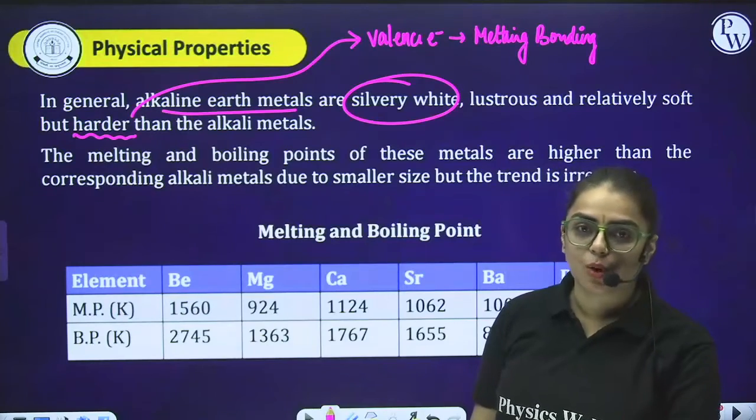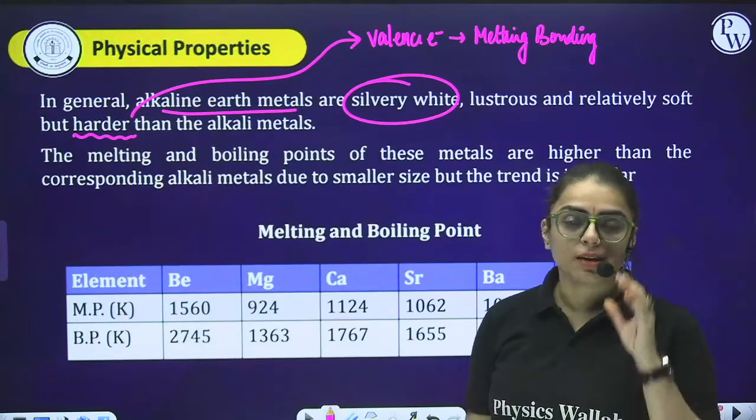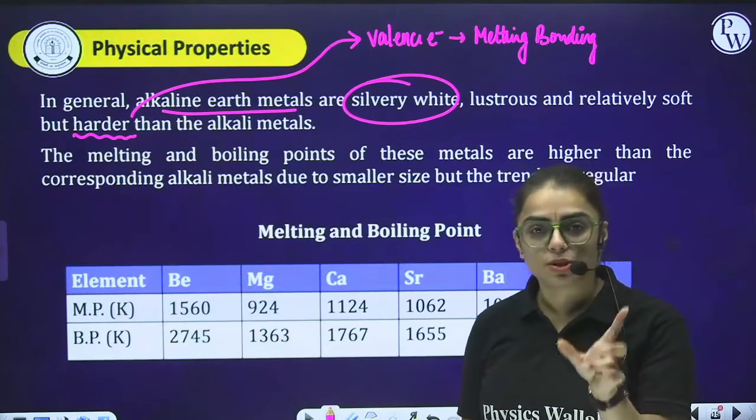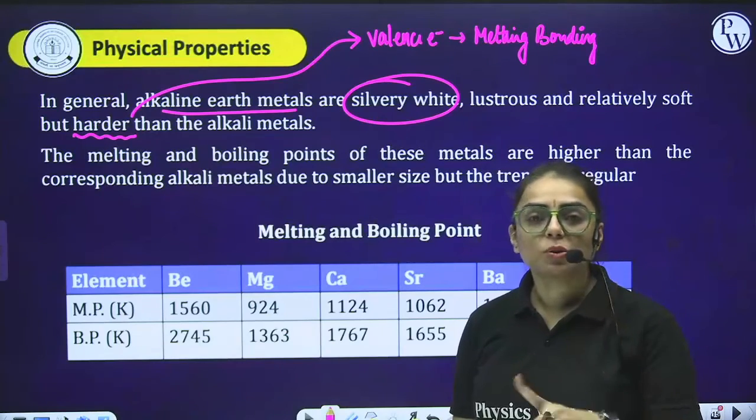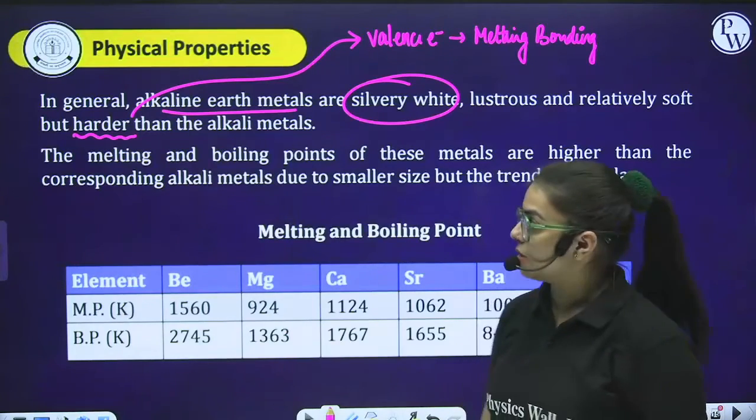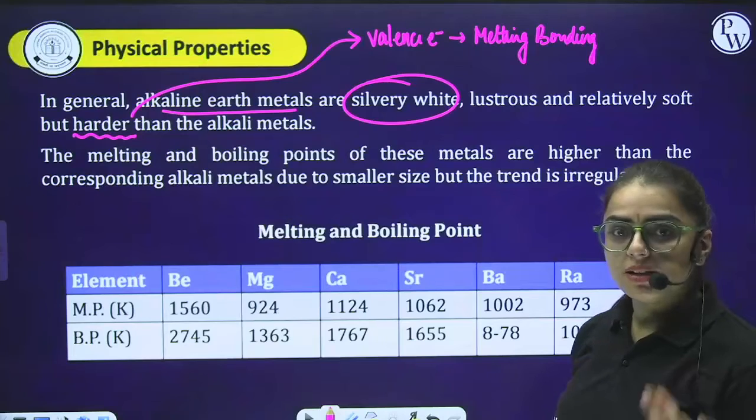I'm talking about metallic bonding. Hard nature is explained by metallic bonding. Metallic bonding exhibits between kernels and free electrons. Group number 2 will exhibit more because it has more electrons, right? Now in comparison to alkali, they are harder.